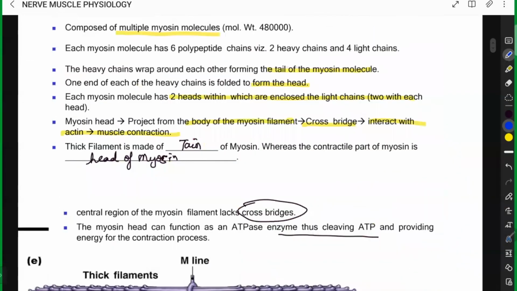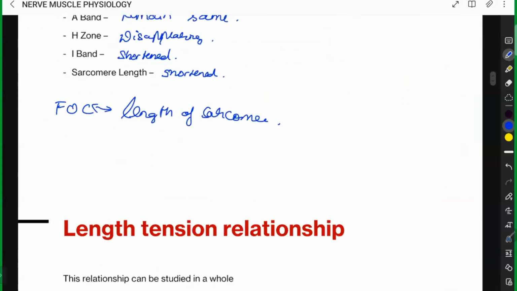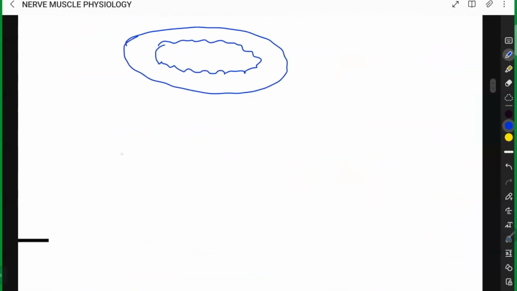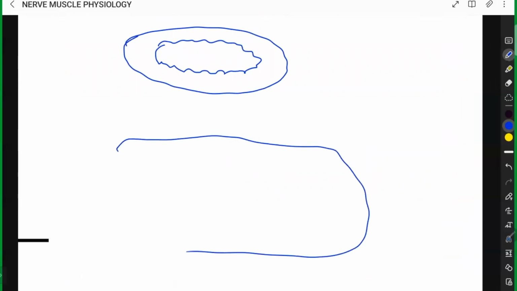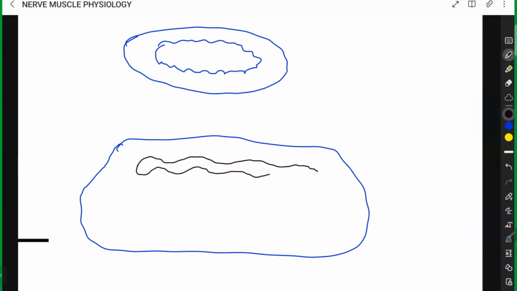Remember, inside a muscle spindle, just consider this as your muscle fiber. Inside it, you're going to have two types of fibers. One is called the nuclear bag fiber and the second is called the nuclear chain fiber. Inside this, you're going to have numerous nuclei like this, a chain of them. From here, a sensation is going to be released and carried.